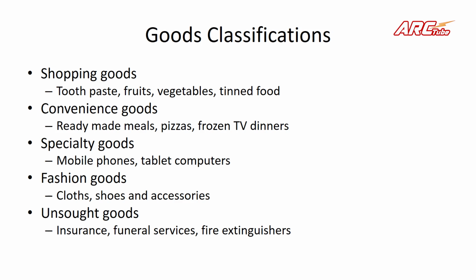Then the specialty goods are mobile phones, tablet computers, and likewise these smart gadgets and everything. Fashion goods are clothes, shoes, and accessories. Then unsought goods are insurance, funeral services, fire extinguishers, likewise. Now, this is in a nutshell what you call goods classification. So you know about that. There are 5 types, and we have discussed the types as well as the examples.